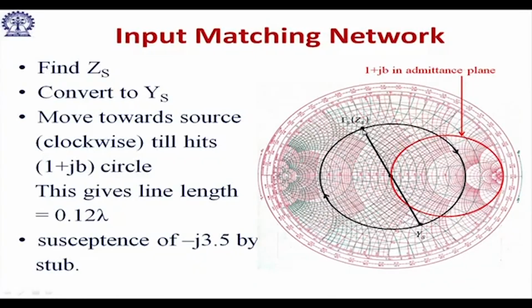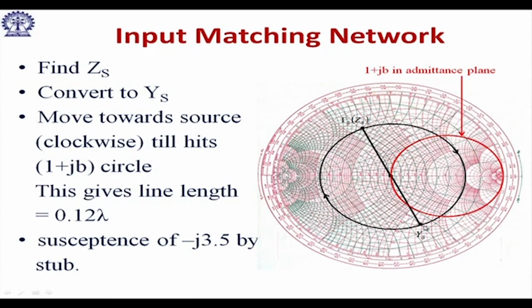So, what we will do: we have found ZS, gamma S, so consider this point as ZS. Now, since you convert that to YS, this is the YS point. Now, move towards the source, clockwise, till you hit this 1 plus jB admittance circle. You are hitting it here. So, from here you know how much length of line is required, because this is the same transmission line. You require this transmission line, and the length you can find from here. This gives the line length to be 0.12 lambda; here are those lambda scales.